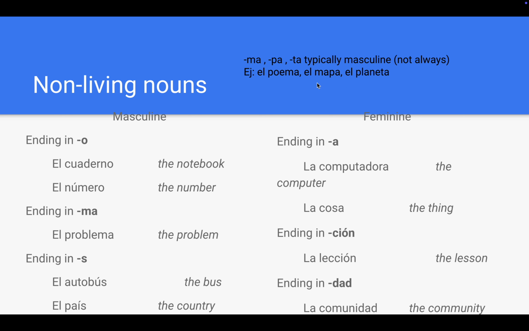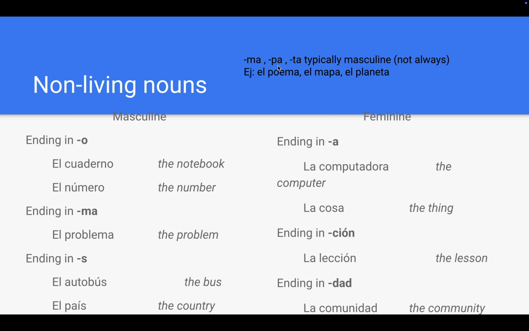This little note up here, I don't really want you to worry about this too much. The main thing is knowing that a ma ending is masculine, which is here. The pa and the ta, these ones really are like, sometimes those words are masculine and sometimes they're feminine. It depends on where the word came from originally. So if it was like a Roman word, or if it was, I forget the other one. It depends where the origin of the word was. So some of those are masculine and some are feminine.